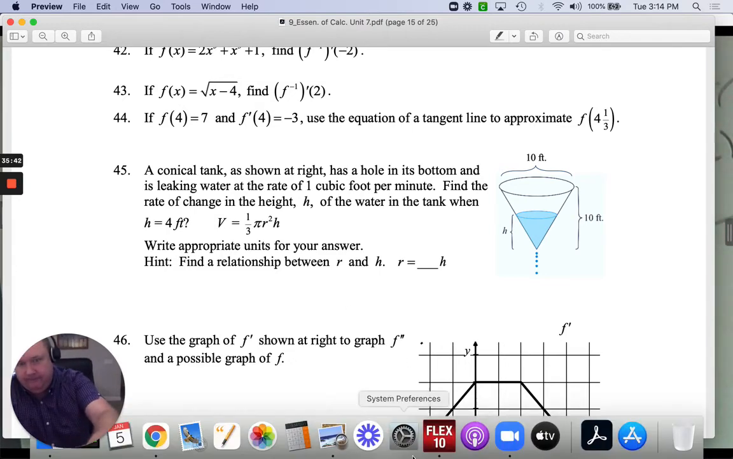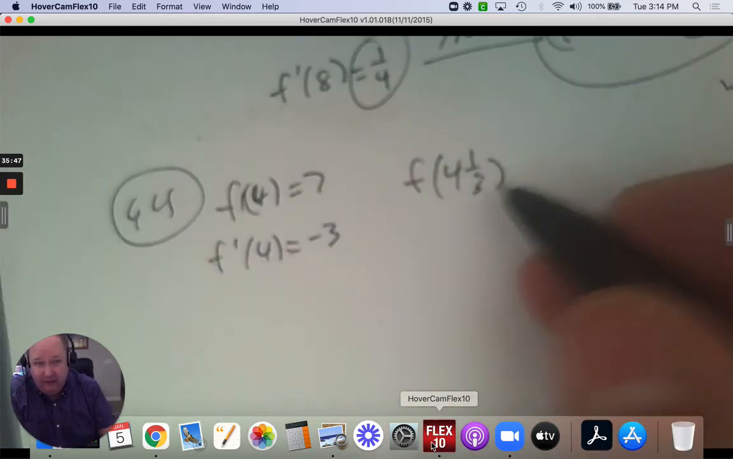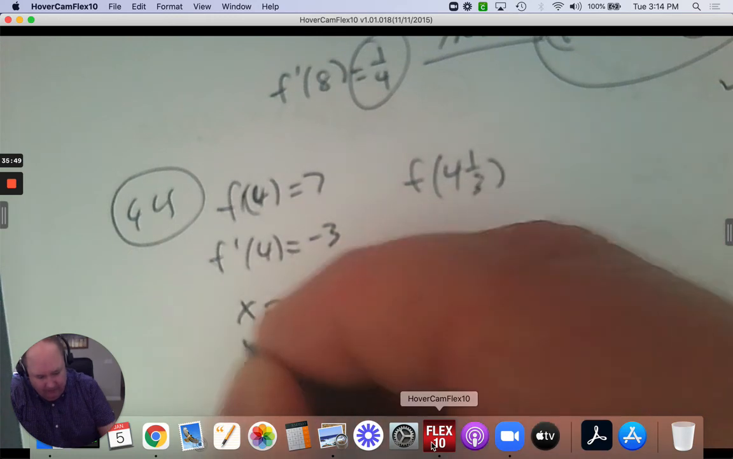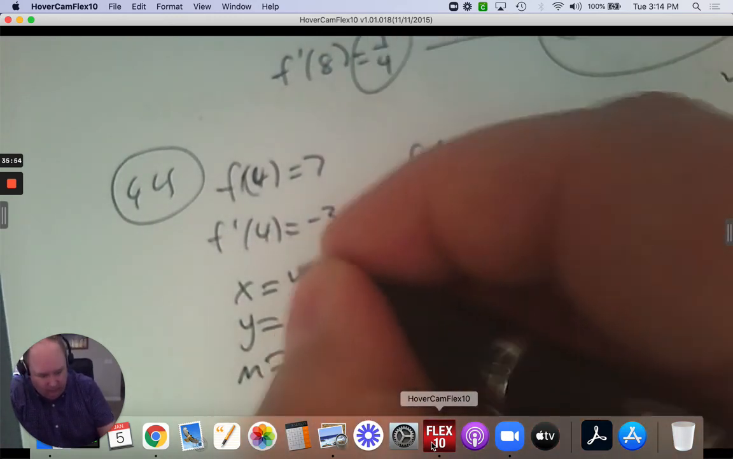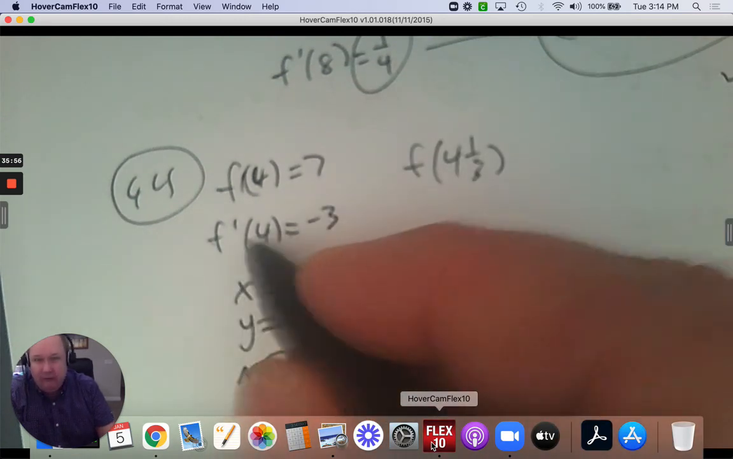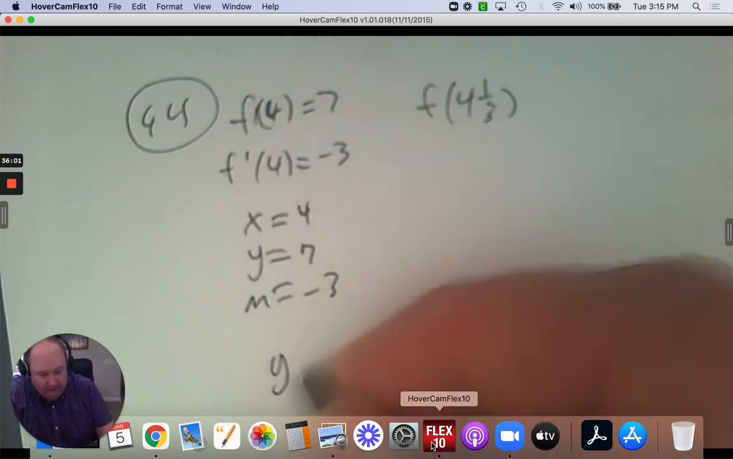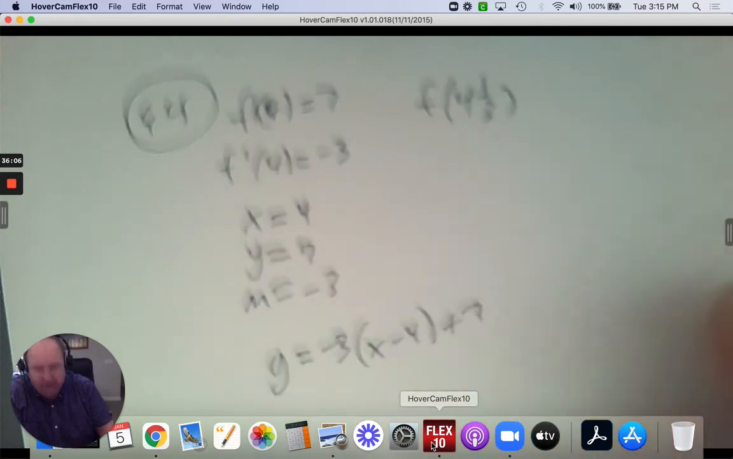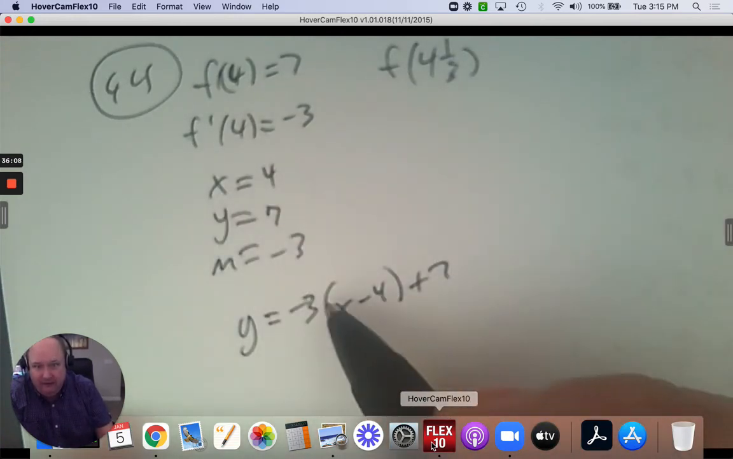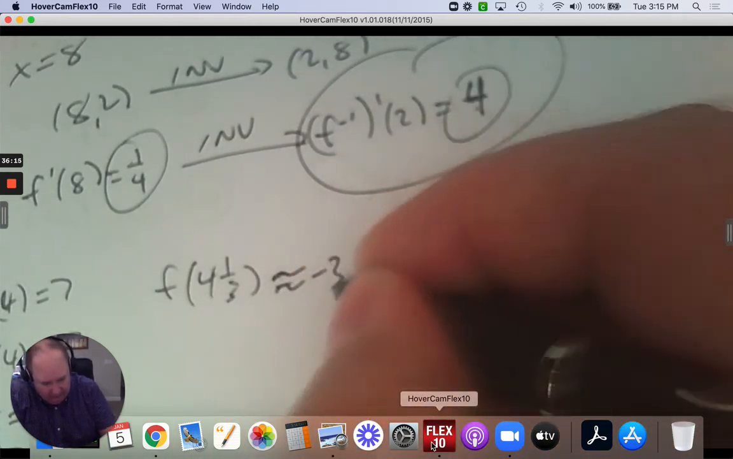Okay. So if I'm going to use a tangent line to approximate, I remember that to write a tangent line, you need these 3 things. The x value is 4, the y value is 7, and the slope, the derivative at 4, is -3. Everything's given to you. So the tangent line is -3 times x subtract 4 plus 7, right? That's the tangent line using those numbers. And then you plug in 4 1/3 into that tangent line to give you an approximate value.